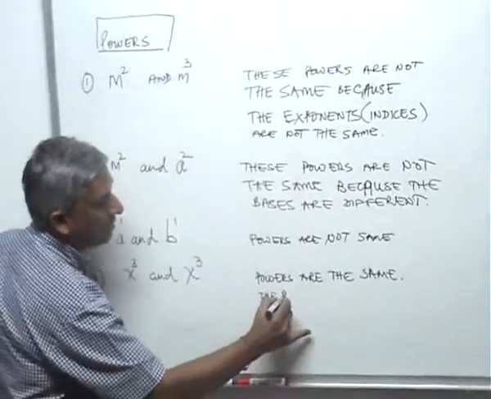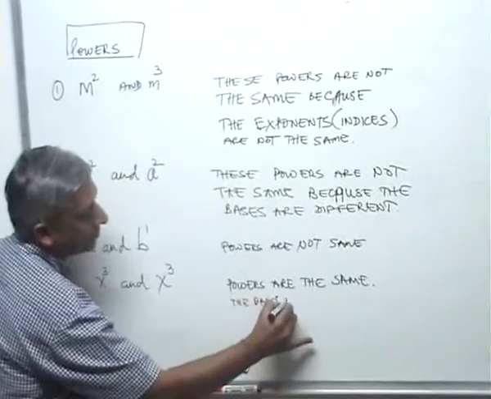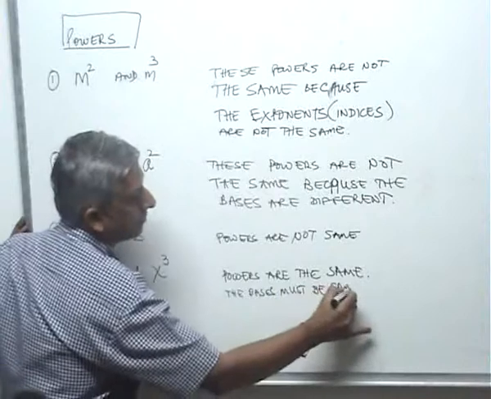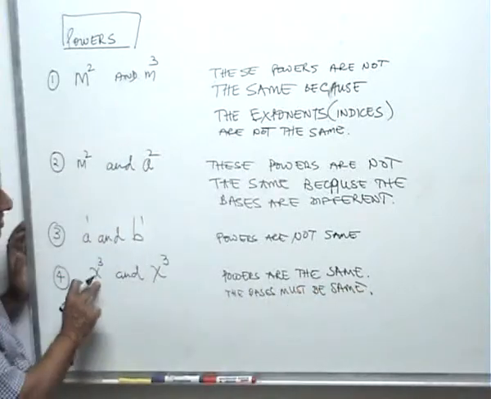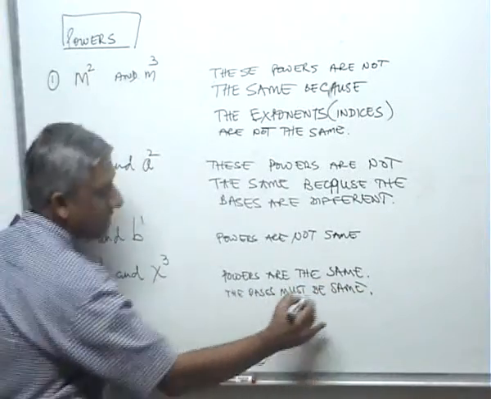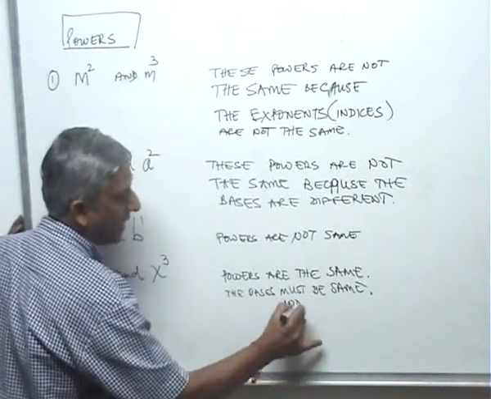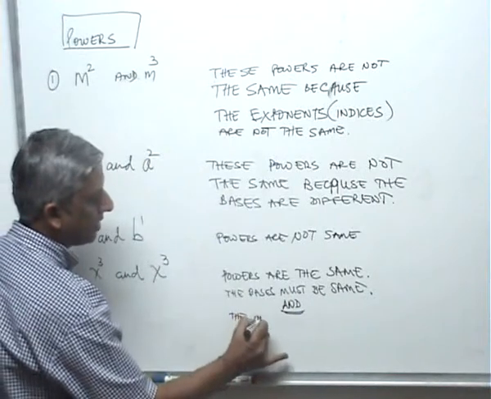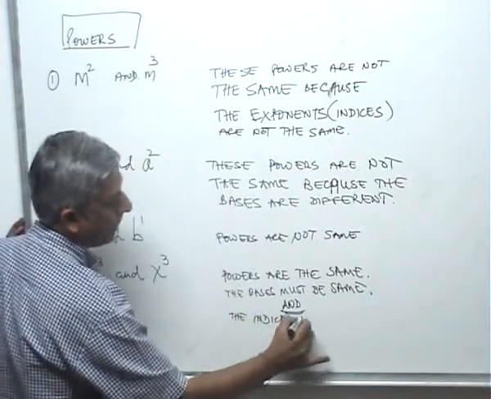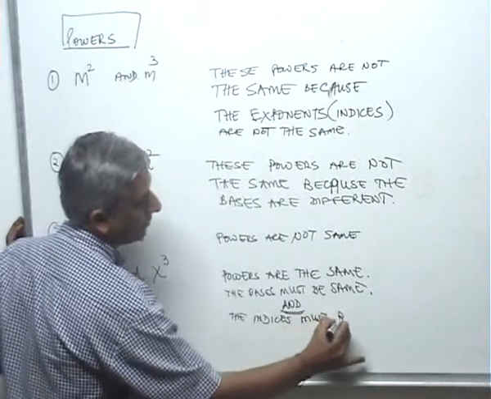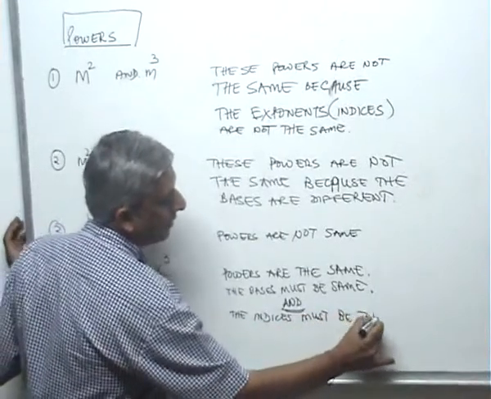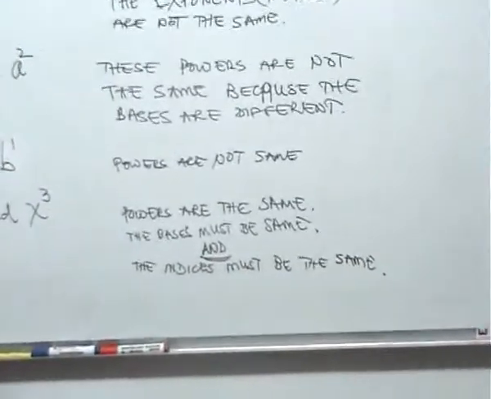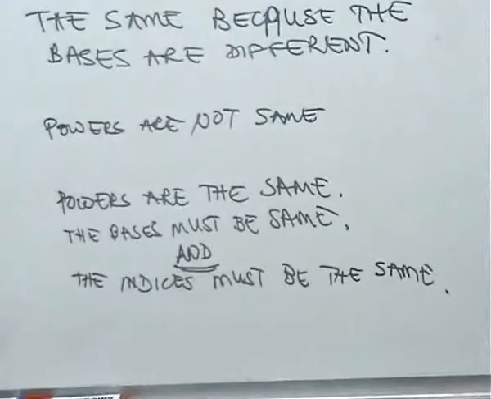The bases must be the same. You can see the bases are x and x. And the indices must be the same. So, let's go from one side.